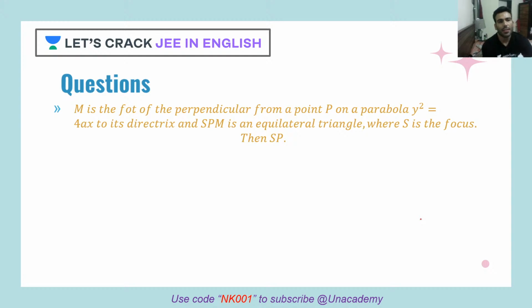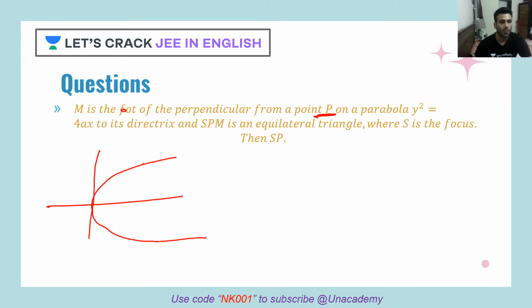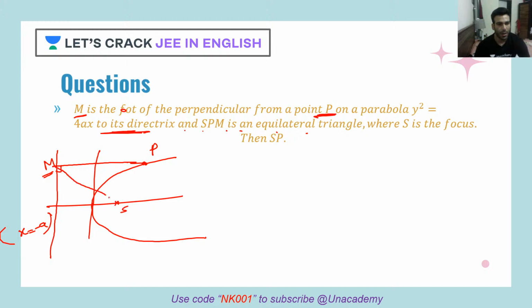Question: if M is the foot of the perpendicular from a point P on the parabola y square is equal to 4x. So basically you have this sort of curve, y square is equal to 4x. Now from any point P, if you draw a perpendicular on its directrix, so let's draw its directrix, x is equal to -a. Now this is your perpendicular and M will be called the foot, and SPM is an equilateral triangle where S is the focus. Then we have to find the length of SP.